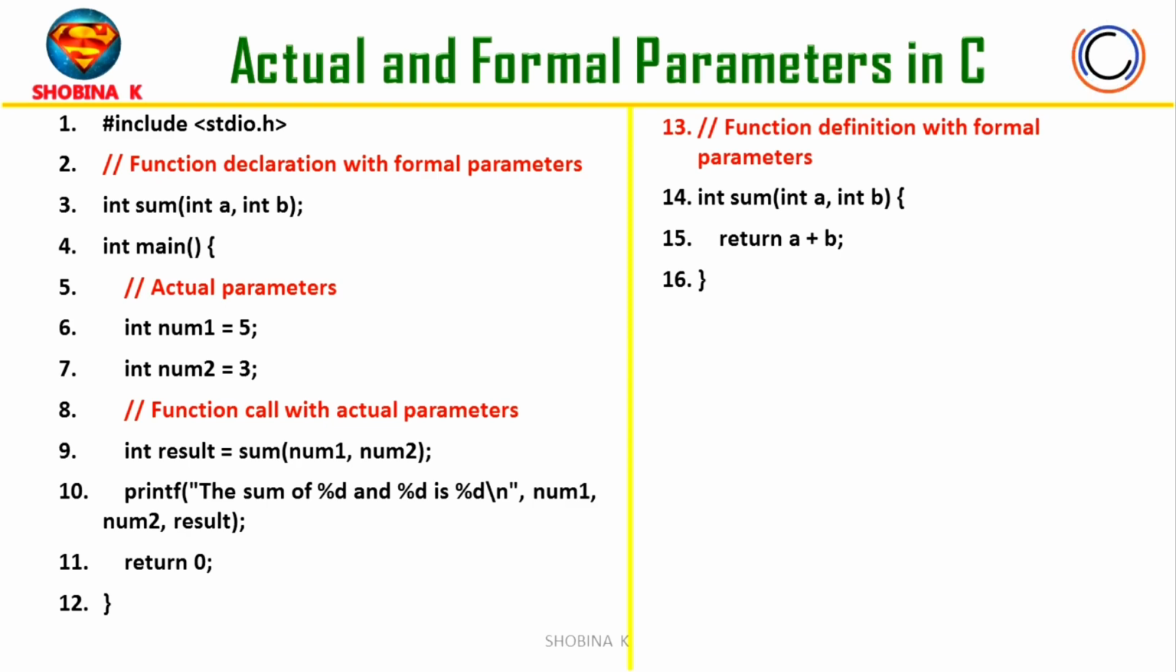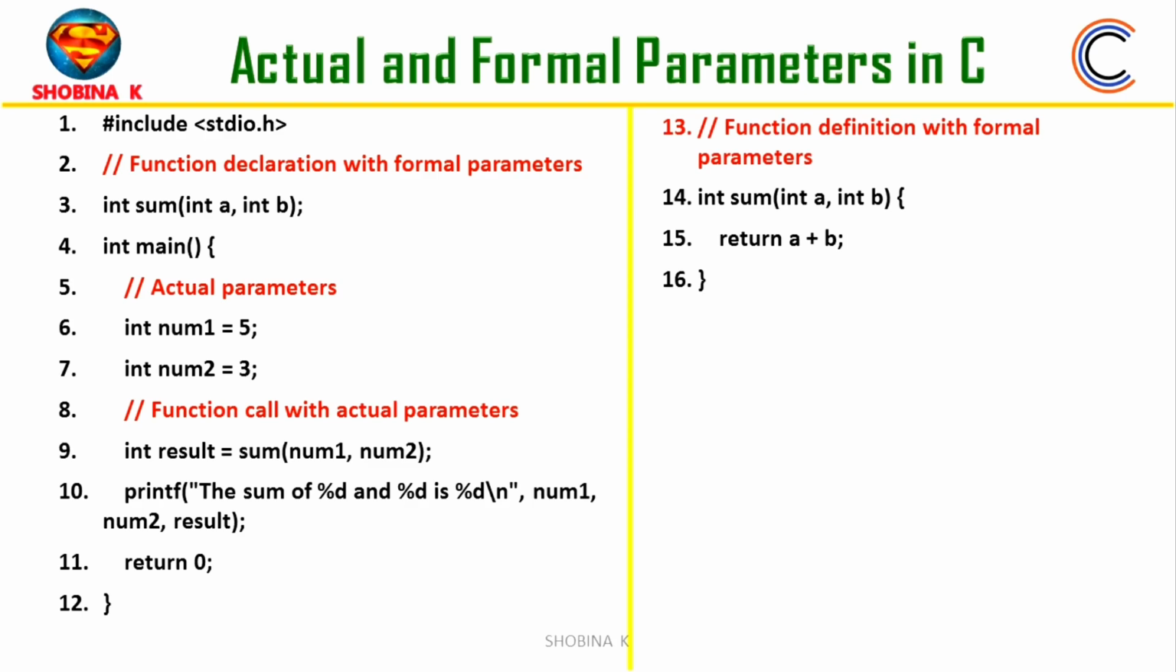So in this program the actual parameters are the values you pass to the function when you call it. So in the main function num1 and num2 are the actual parameters. Formal parameters are the parameters defined by the function that will receive the actual parameters' values. In the sum function a and b are formal parameters. So when the sum function is called, num1 is copied to a and num2 is copied to b. The function then computes a plus b and returns the result.